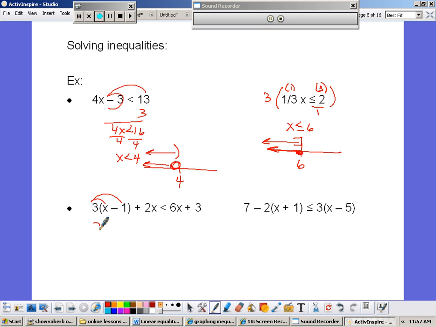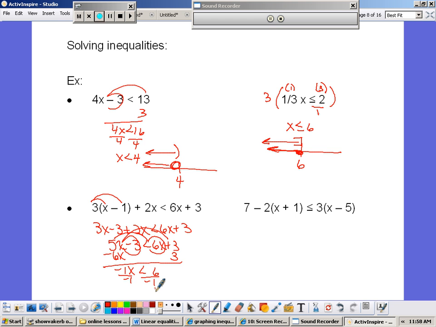Distribute. 3x minus 3 plus 2x is less than 6x plus 3. Combine, no fractions, so combine like terms. 5x minus 3 is less than 6x plus 3. Move my 6x over. Move my 3 over. Negative 1x is less than 6. Divide by negative 1. Now remember the rule. If you divide by a negative number, the sign will switch directions. So instead of being less than, it'll be greater than negative 6. So open dot at negative 6 pointing to the right, or a parenthesis pointing to the right.